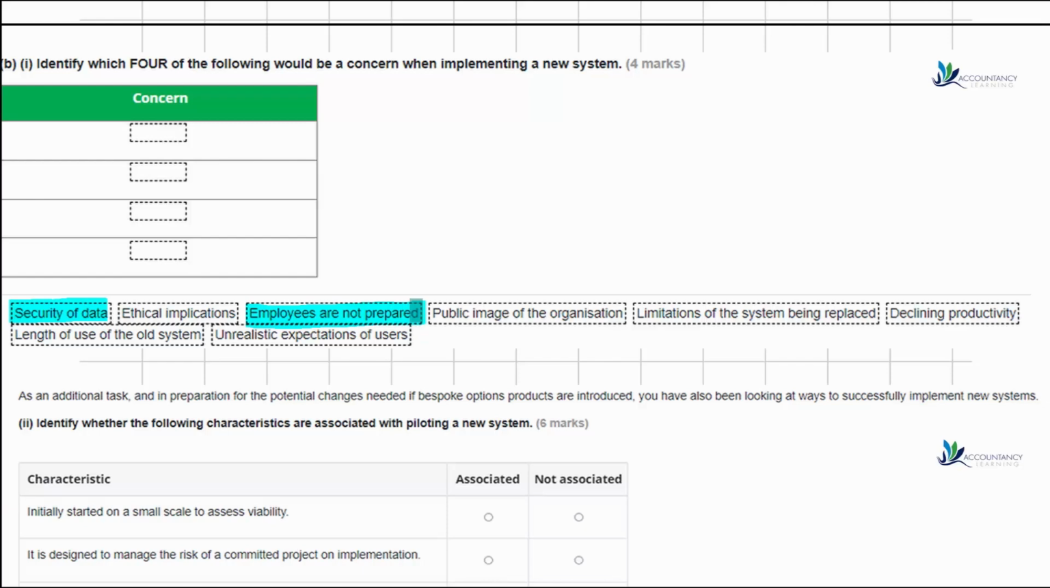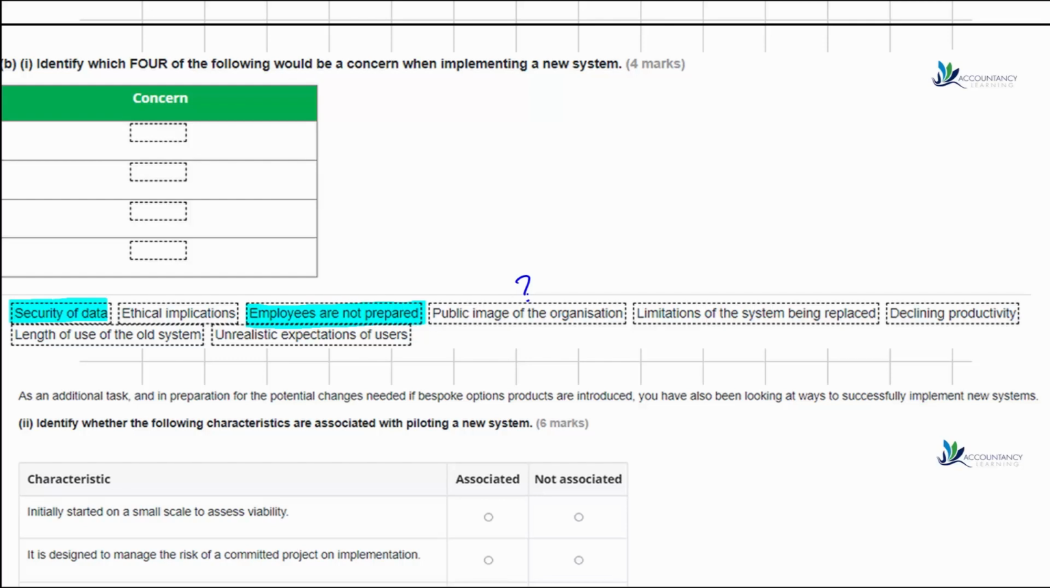Next, public image of the organisation. Well, yeah, that could be a possibility if our change management is not done very well. So potentially, if we have lots of customers who are members of the public and they're upset by this, that is a possibility. But the overall public image, if we run it properly, won't be a problem. So let's make that a question mark. We might need to come back to that if we don't have any better answers.